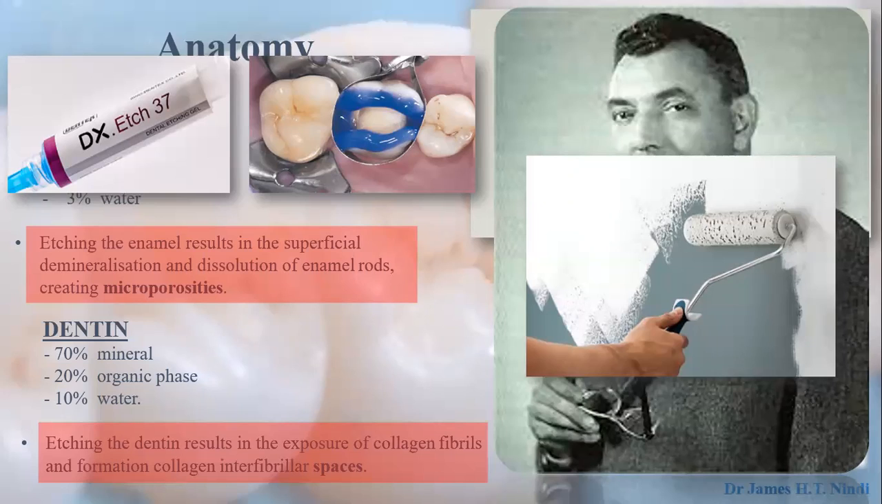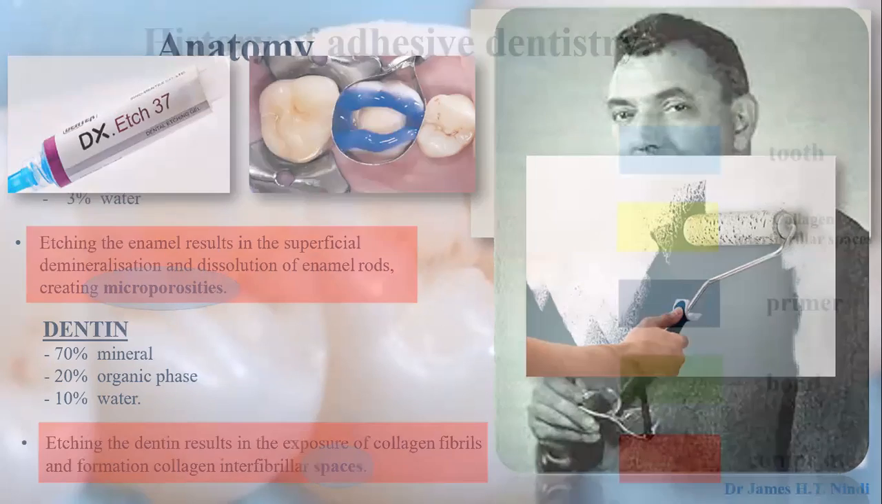So as we're going to discuss later on, we'll realize that in enamel, because of the superficial demineralization, we have to etch for 30 seconds. And in dentine, we etch for 15 seconds. So why did Dr. Buonocore take all this time to research about etching and adhesive dentistry? Now let's go into the history.